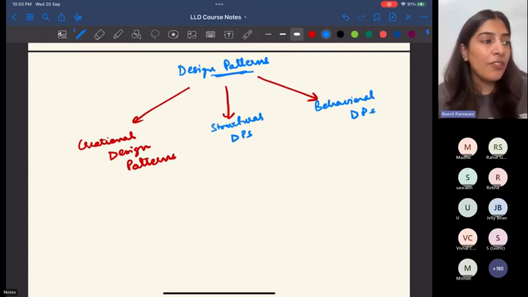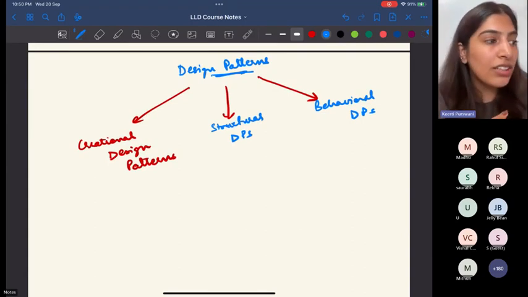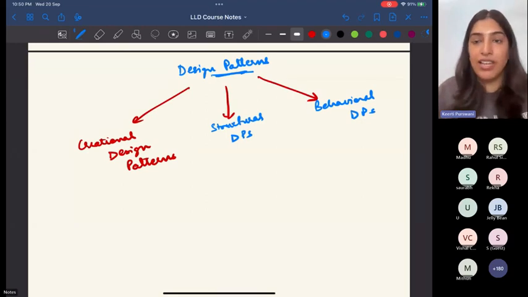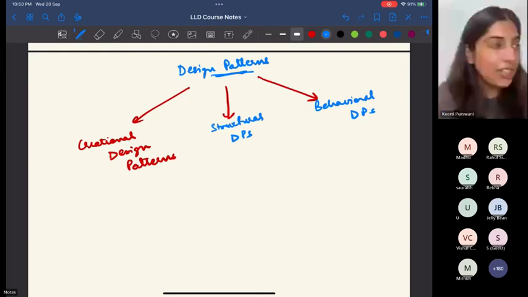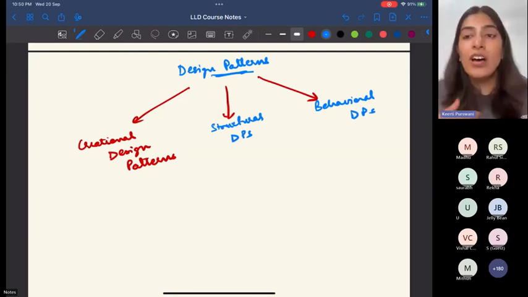So basically, whenever your focus is on how you are going to structure these classes and form a bigger system, like the complex system that you're working on, say Swiggy, Uber, how are these classes related to each other? That is structural design pattern.